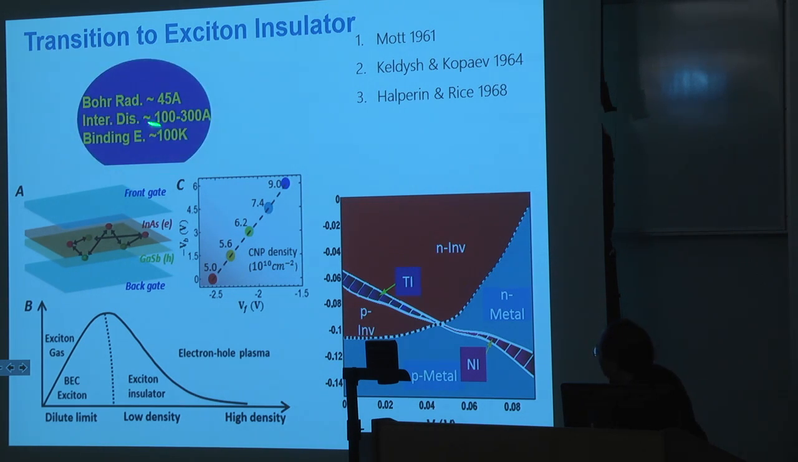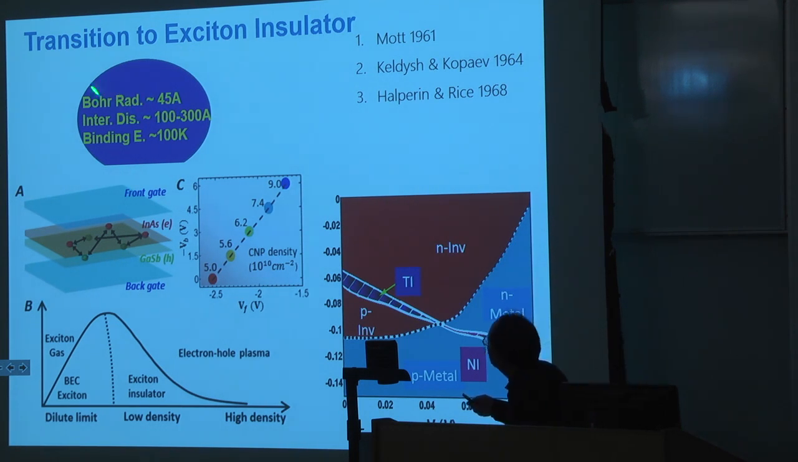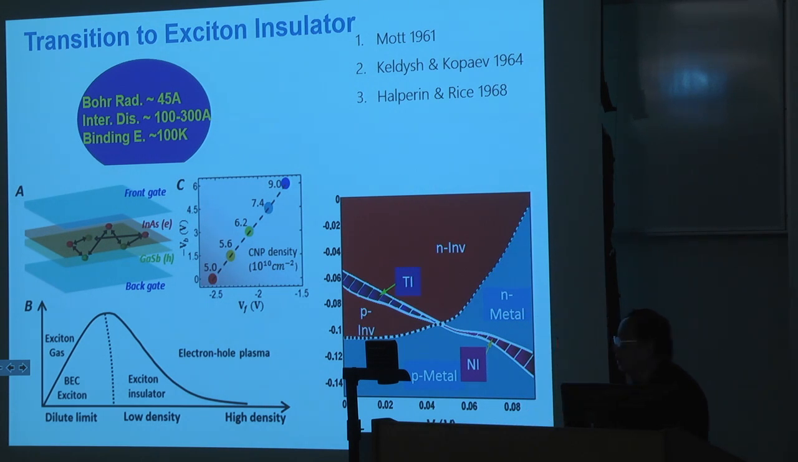So now some parameters. What's the radius of this electron-hole pair? It's about 45 angstrom, and the inter-distance is like 100 to 300, and the bonding energy is 100 K. So if you do the experiment at 1 Kelvin, you have a low enough temperature, and the density is low enough. Therefore, basically, you can have an electron-hole pair as an individual entity. And of course, they have some interaction. Therefore, you can have something between the BEC and the BCS in this system.